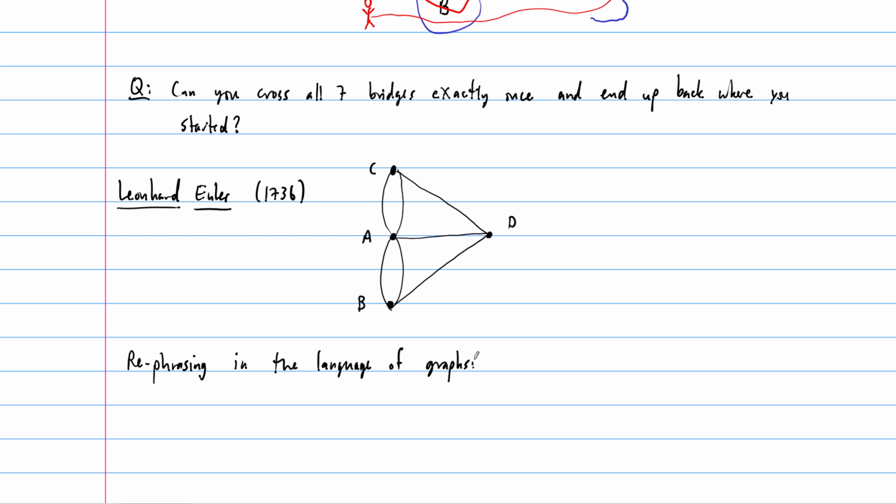So is there a simple circuit? Remember, a circuit is a closed path, right? And a simple circuit is a closed path that uses only 1 edge each. So is there a simple circuit that uses every edge? We can find a lot of simple circuits, but is there a simple circuit that uses every single edge? So this is the rephrasing.